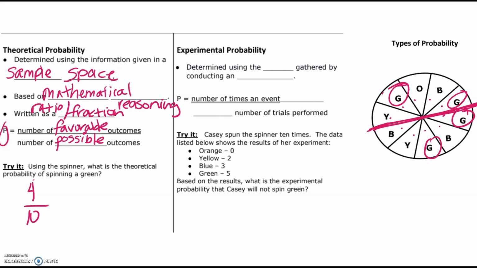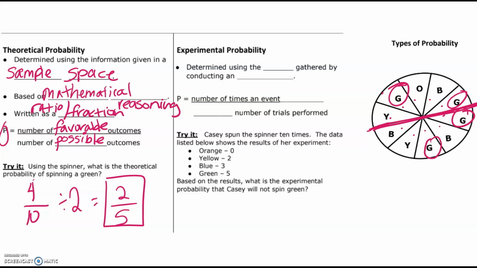Well, you do want to simplify your fractions anytime that you can. And in this case, we can divide both of those numbers by 2, which would give us 2 over 5. So that's theoretical. Let's talk about experimental probability.